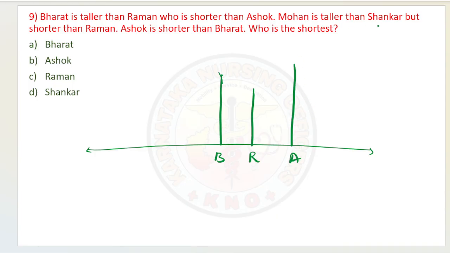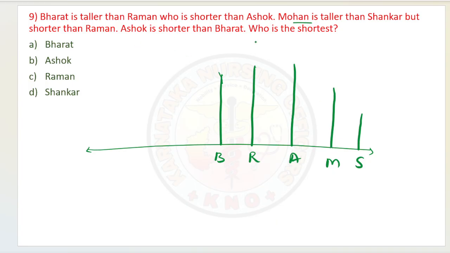Mohan is taller than Shankar, but shorter than Raman. So Mohan is taller than Shankar, but shorter than Raman, which means Raman is taller than Mohan. Okay. Now let us write a little bit longer for Raman compared to Mohan.